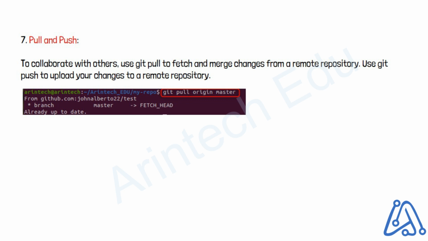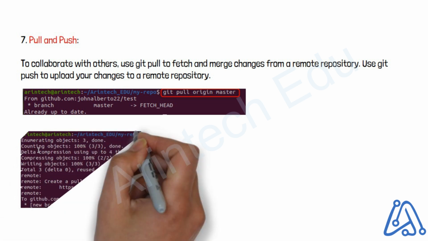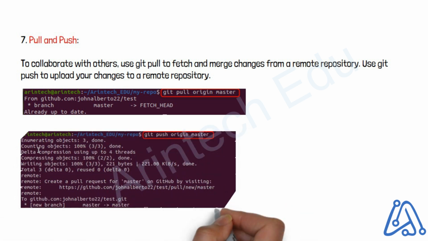The git pull origin master command is used to fetch changes from a remote repository, in this case, named origin, and merge them into the current local branch, in this case, master. The git push origin master command is used to upload or push the changes you've made in your local master branch to the remote repository.